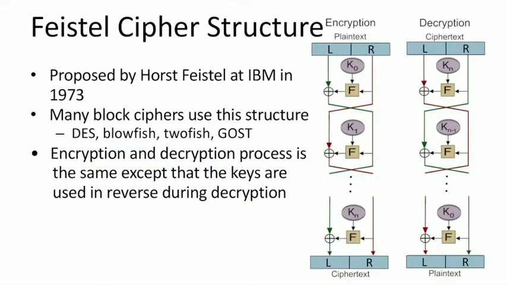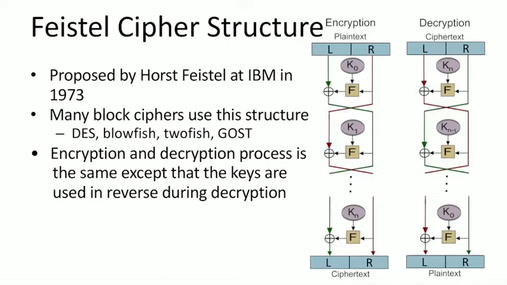Now, many modern symmetric block ciphers such as DES, Blowfish, Twofish, and GOST are based on the Feistel Cipher Structure. So it is important to understand how it works before looking at other block ciphers and their encryption and decryption process. This structure was proposed by Horst Feistel at IBM in 1973 and first commercially seen in IBM's Lucifer Cipher, which was designed the same year.